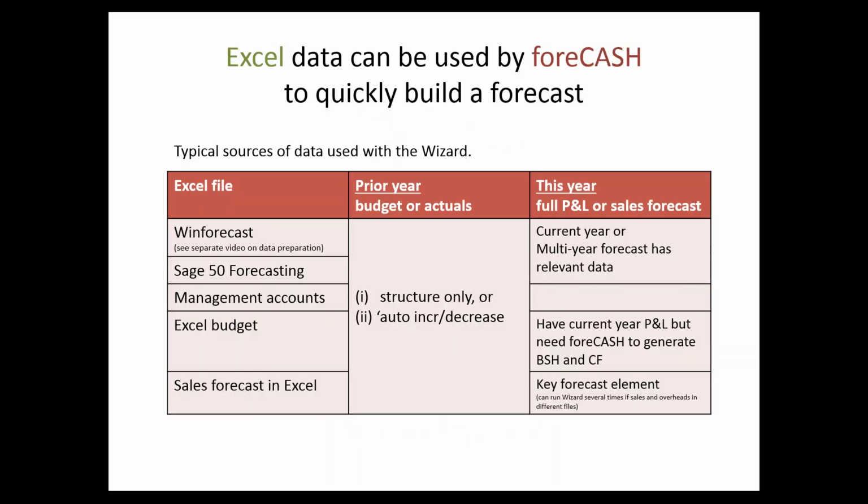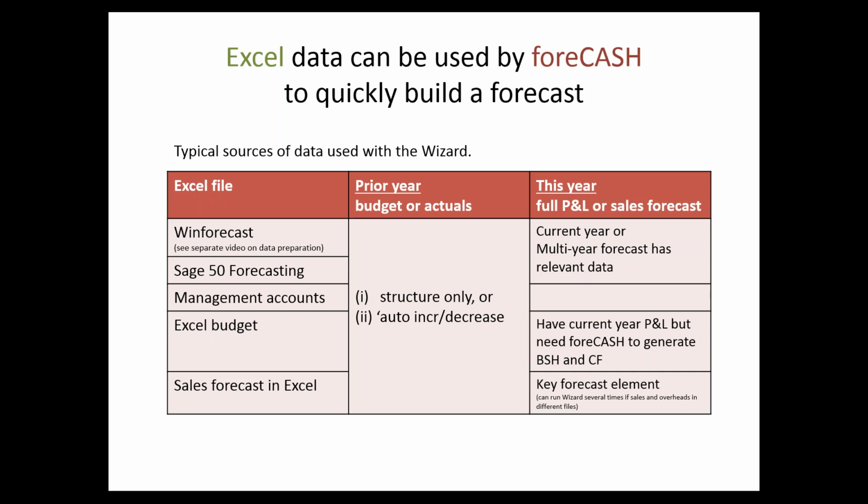This video describes how to use the Quick Setup wizard to migrate a forecast from Excel into foreCASH. To migrate from WinForecast, first carry out the steps shown in our separate video on how to prepare your data in an Excel format. Stage 50 forecasting uses Excel as a reporting tool, and so its reports can be fed straight into foreCASH. Other typical sources could be an Excel management accounts file or a P&L forecast.